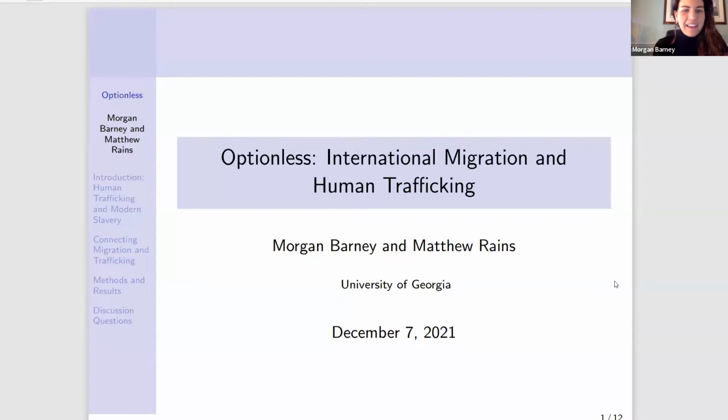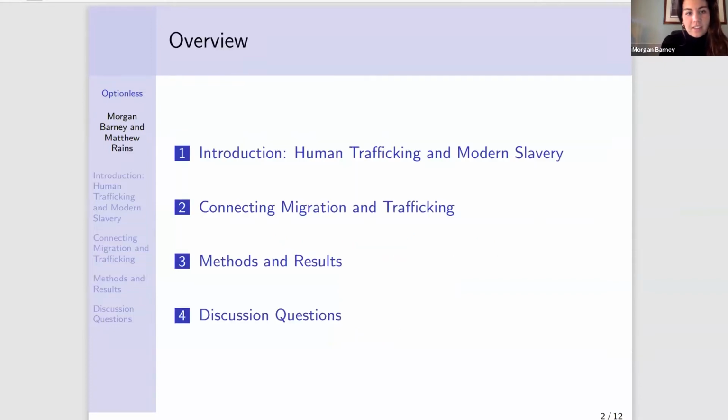So I am Morgan. I'm also a fourth year PhD candidate in SPIA, and this is our paper, Optionless: International Migration and Human Trafficking. So I'm going to overview the introduction and motivation to our paper, and then get into the theory of why we connect migration and trafficking. So this is an overview here.